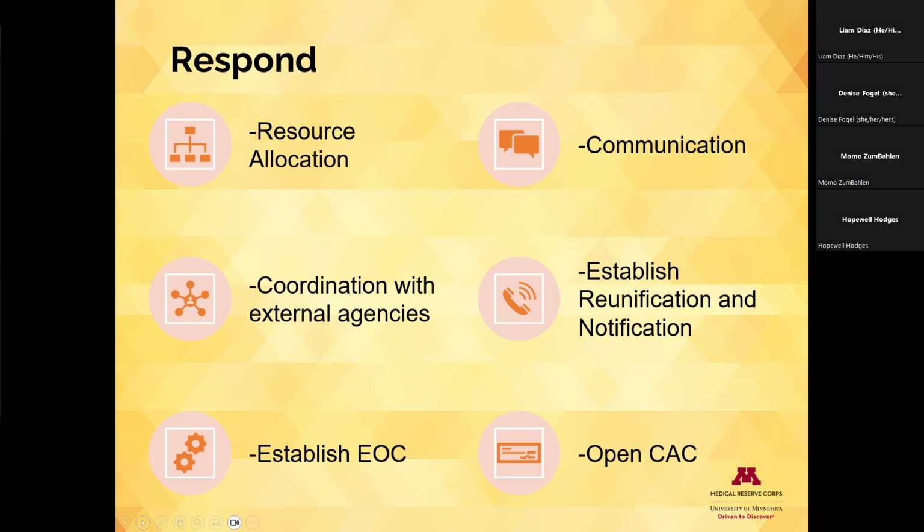coordinating with external agencies. Although the university is mostly within the city of Minneapolis and some of St. Paul, we're our own institution, our own agency. We do have to work with those agencies as external partners, and it can be as simple as picking up the phone or changing a radio channel, but we have to make sure we have those methods predefined so we know how to communicate with those different partners.